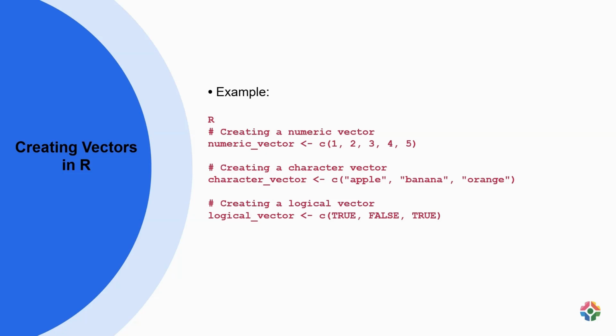Vectors can contain different data types such as numeric, character, logical, etc. For instance, when working with a dataset, a numeric vector might store numerical values like temperatures, a character vector could contain names of products, and a logical vector might hold information on whether a product is in stock or not.